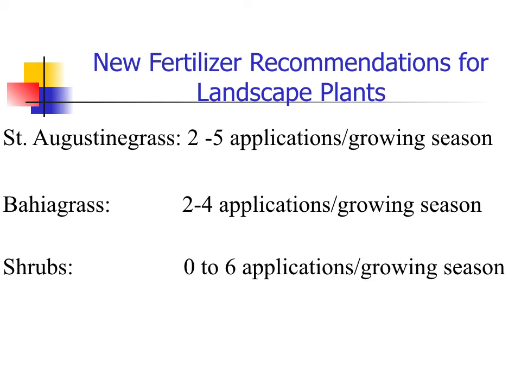We'll talk more about the amounts for some of the plants when we talk about lawns, but St. Augustine grass generally needs, I recommend for most homeowners, one application in the spring after green up and one in the fall, right after the last named wind event comes through the town. Bahia grass, one to three is probably more than enough. Shrubs, zero to six. Zero?